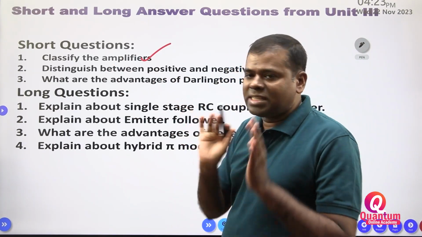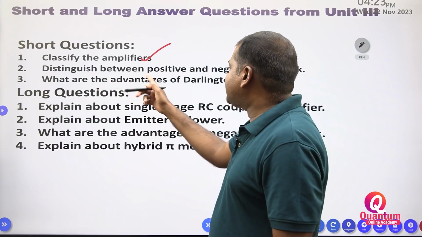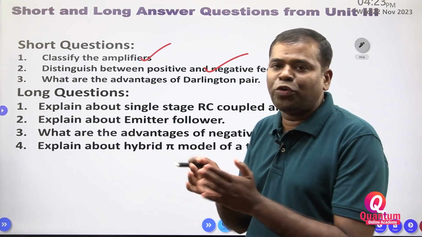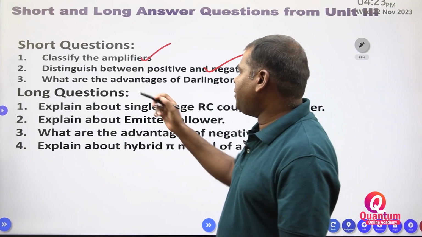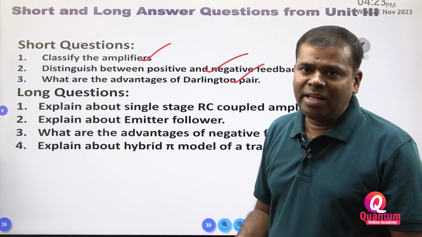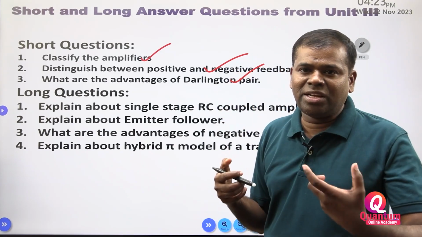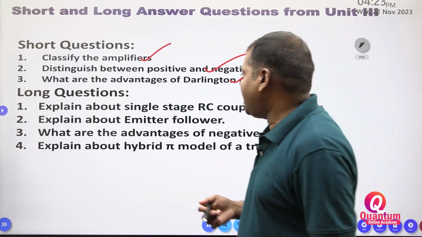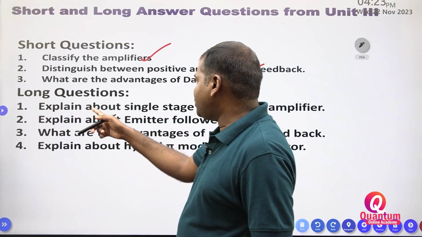Classify the amplifier. This is one important thing. Distinguish between the positive and negative feedback. This is also very important. What are the advantages of the Darlington pair? So two transistor combination, we call it as a Darlington pair. So long questions once you have to see.